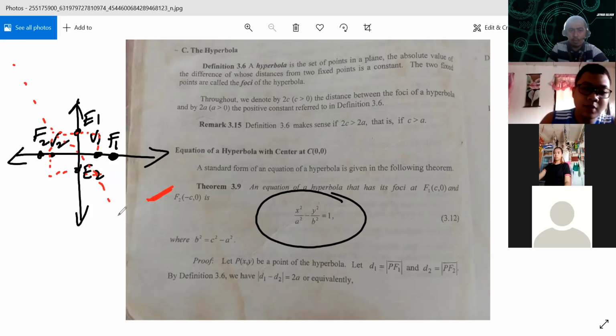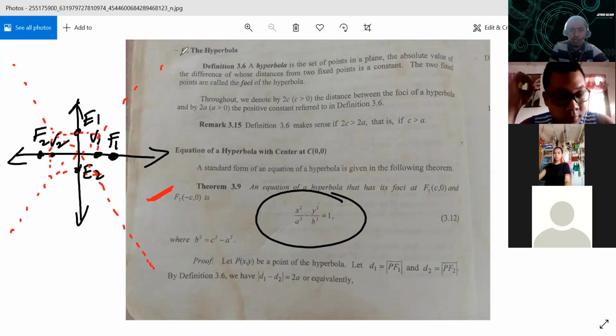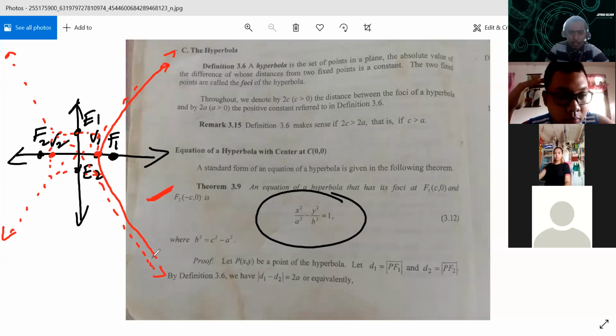These are called asymptotes. You already discussed the asymptote in your general mathematics, right? A line that your graph will get closer and closer to. In this case, your diagonal will serve as your asymptote. It means your graph will get closer and closer to that line. It will pass through your vertices and be asymptotic to that line, so it will look like this. It will get closer and closer to that line.